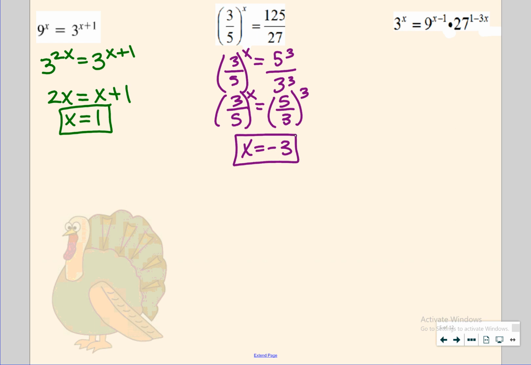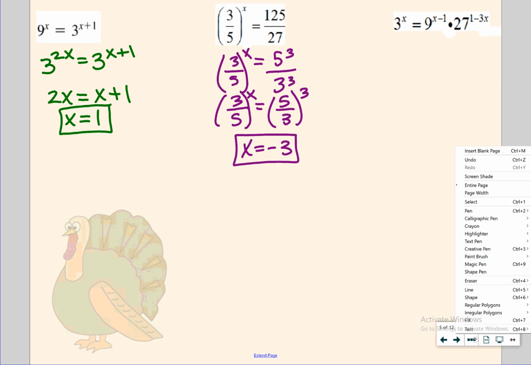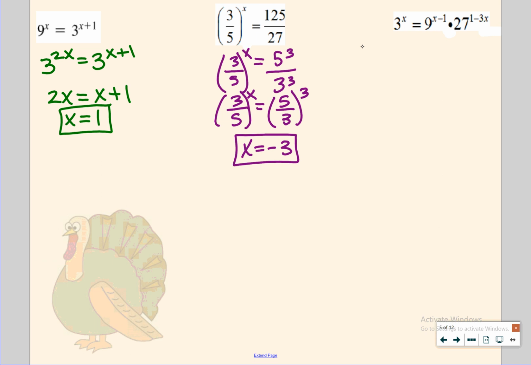Okay, last one. I have more bases in this problem. 3, 9, and 27 are all powers of 3. Okay, so the first one I'm good. I'm going to keep that the same, 3 to the x. 9 is 3 to a power. Yep, so that 2 is multiplied by that whole thing, x minus 1, so we need parentheses. And then 27 is 3 to what power?